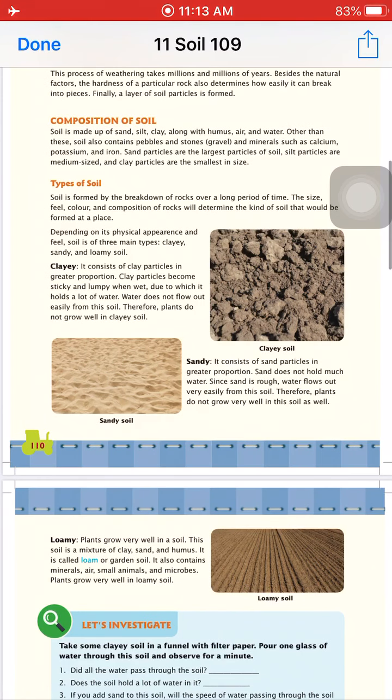Other than these, soil also contains pebbles and stones and minerals such as calcium, potassium and iron. Meaning the soil contains small pebbles and stones, and it also contains a large quantity of minerals which are useful for the plants for proper growth. Some of the minerals are calcium, potassium and iron.